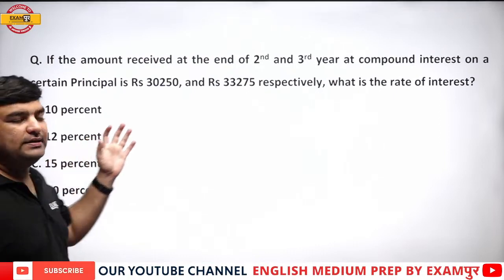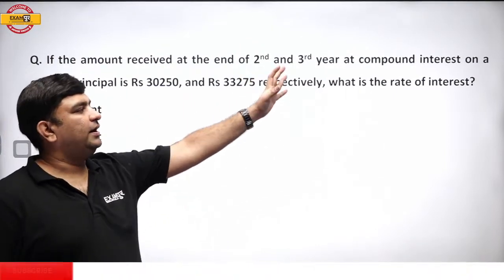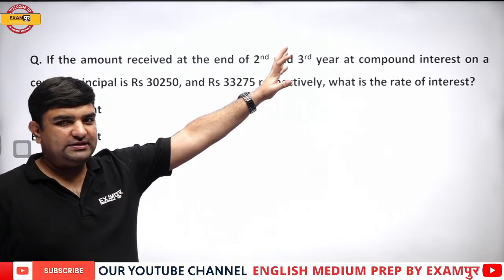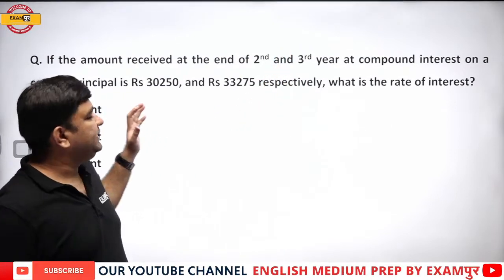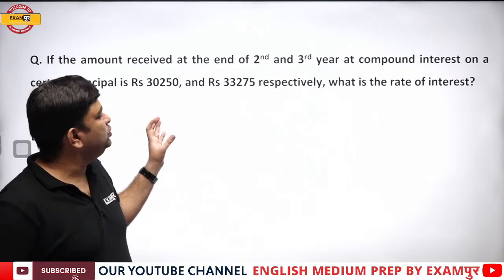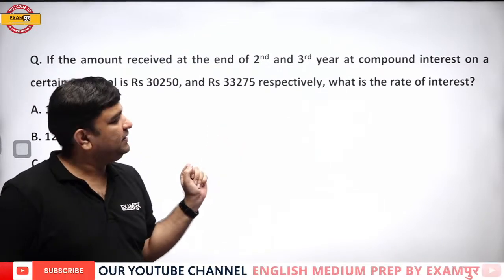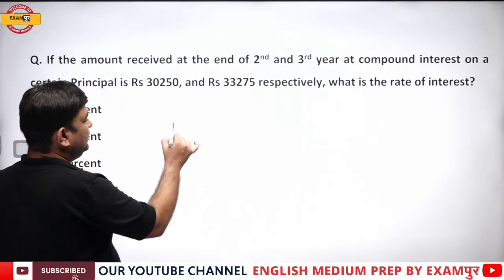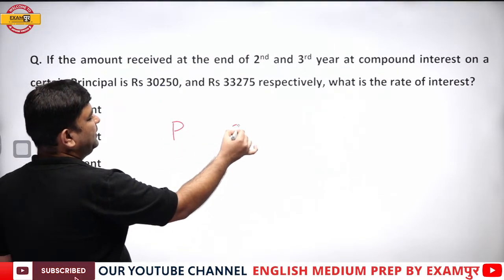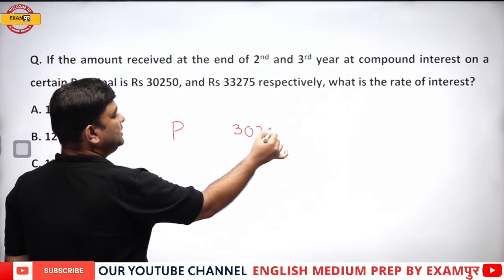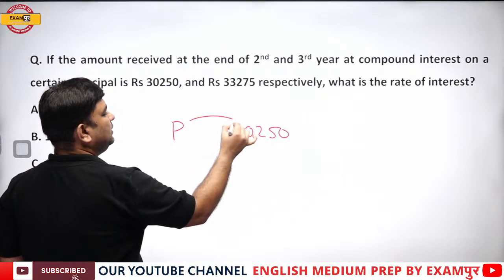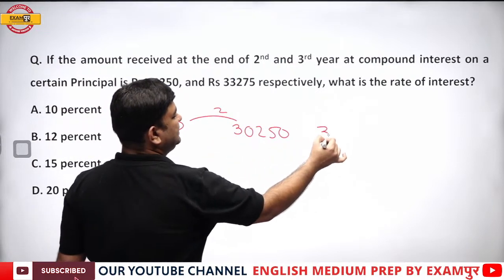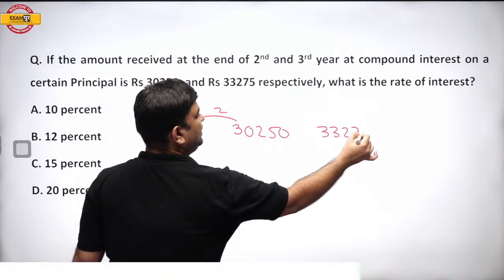The amount received at the end of the second year and third year at a compound interest on a certain principal is 30250 and 33275 respectively. What is the rate of interest? So you will say a principal of P will become 30250 in 2 years, and it will become 33275 in 3 years.